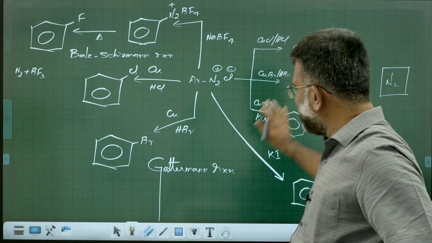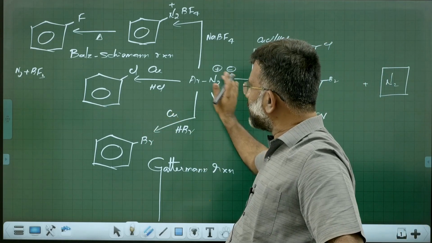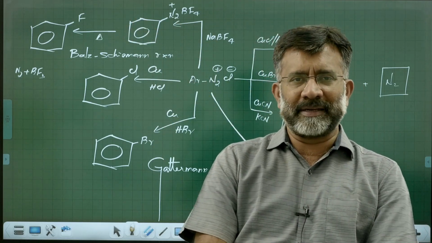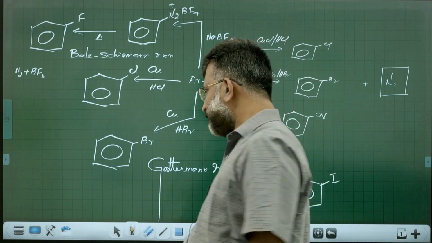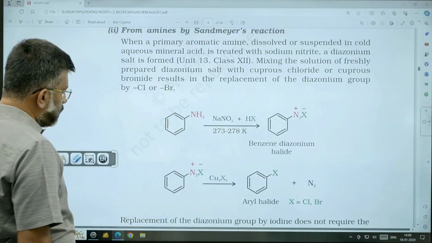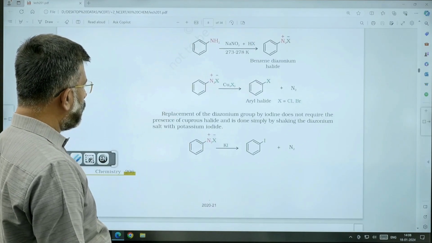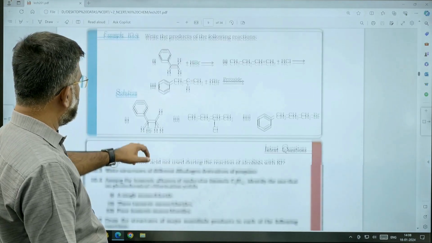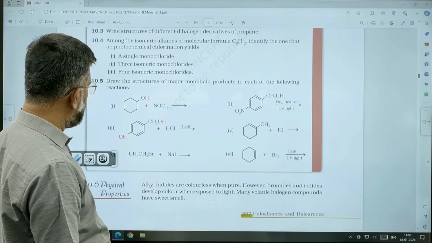Okay, Sandmeyer's reaction, Gattermann reaction, which is a modified version of Sandmeyer's reaction, and Balz-Schiemann reaction, preparation of fluorobenzene. I hope it's clear. Okay. So that is about preparation of aromatic haloarenes. This is the reaction I've just covered. Yes, you are advised to go through all the reactions concerned.